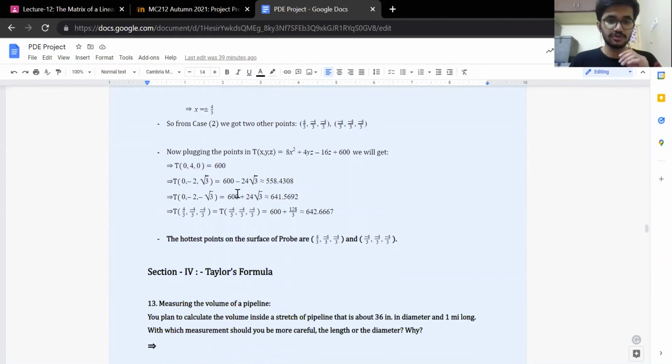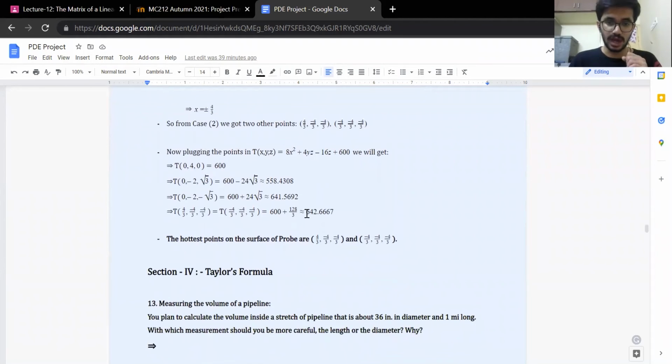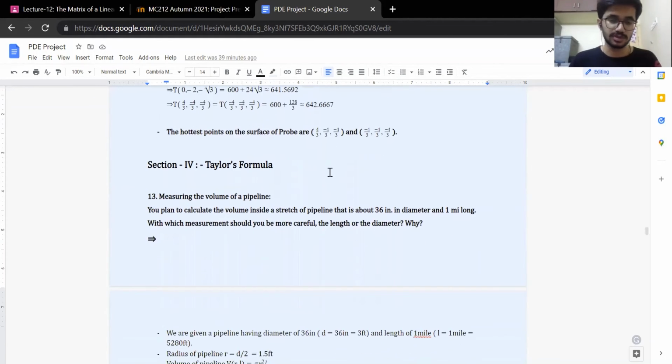And out of those 5 points, these 2 points gave the highest, and they both gave the same temperature, that was 642. So the hottest points on the surface of the probe were (4/3, -4/3, -4/3) and (-4/3, -4/3, -4/3). So we obtained 2 points.